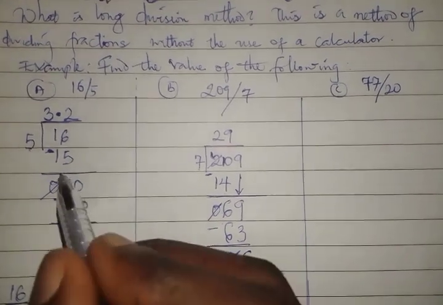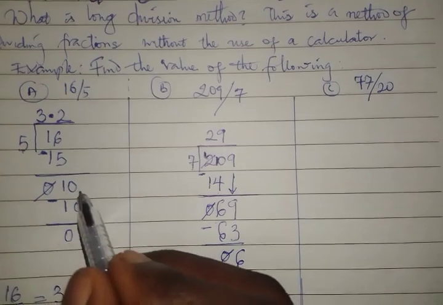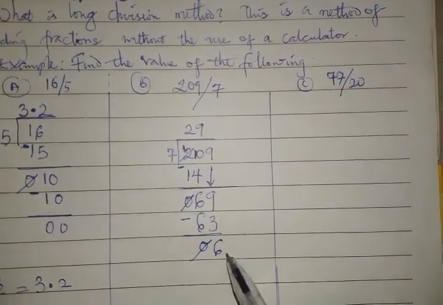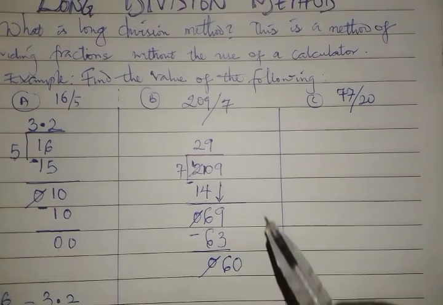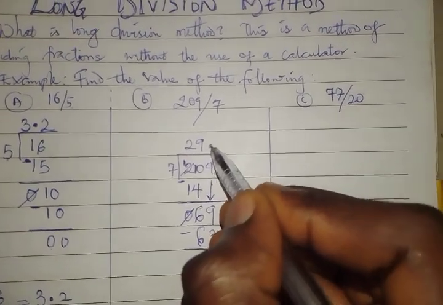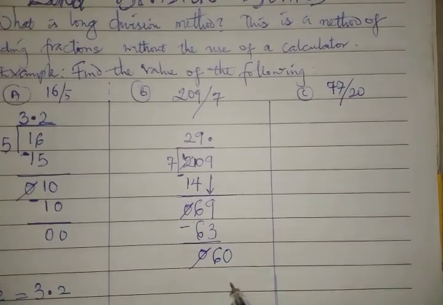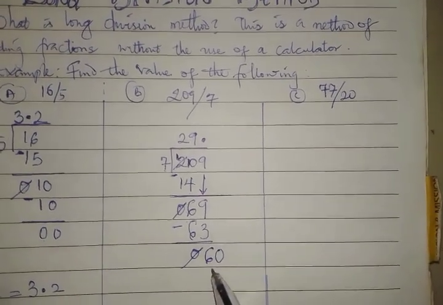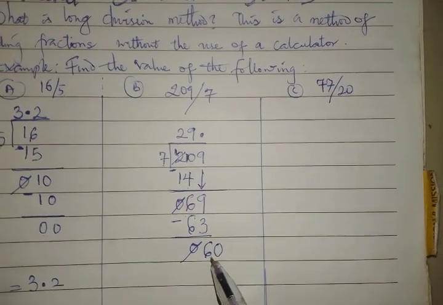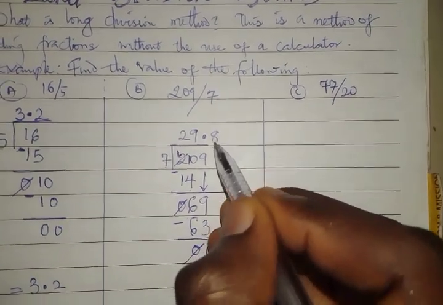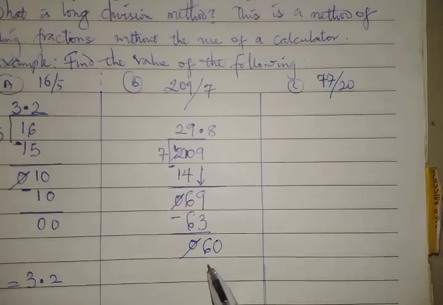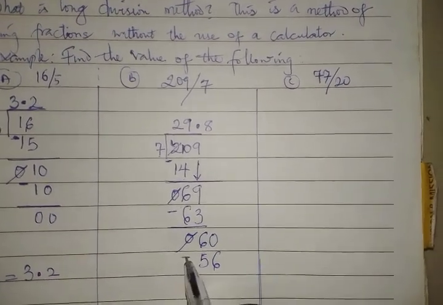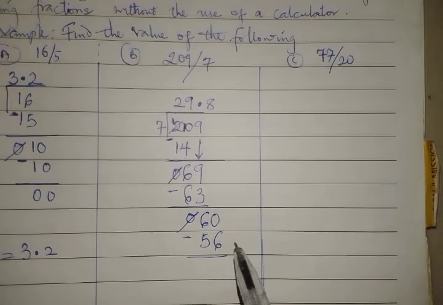Remember what we did here. We're going to do what? Add 0 and put a decimal point. So the same thing will be done here. We will add 0 and introduce a decimal point. Now we're no longer having 6 but 60. 7 in 60 is 8. 8 multiplied by 7 is 56. Subtract, put the barricade.